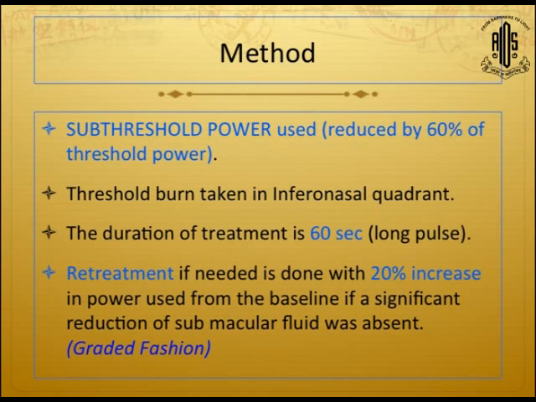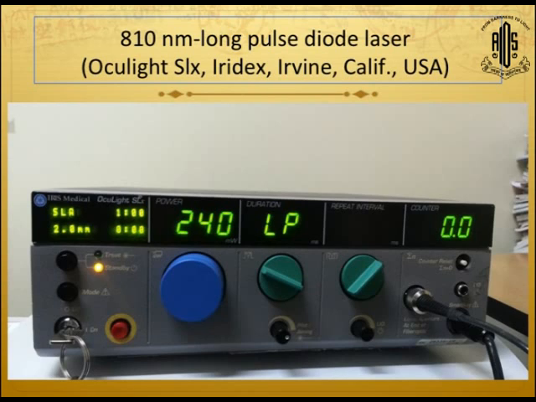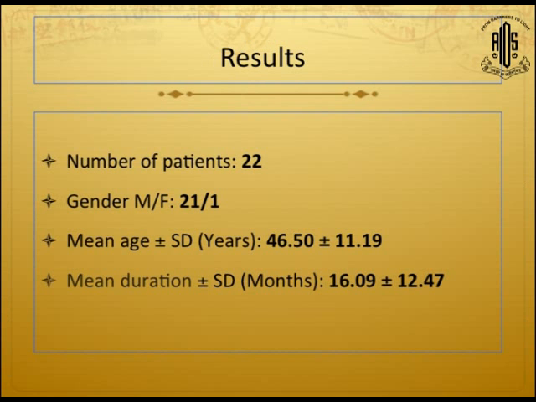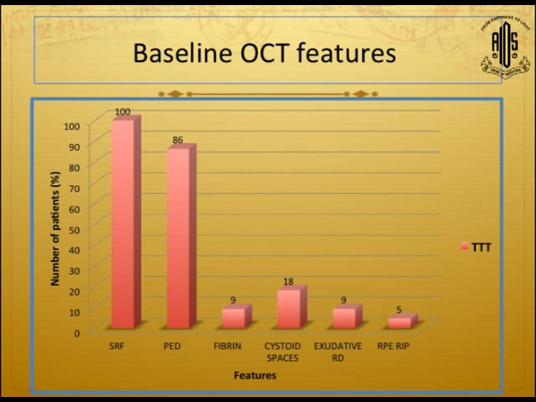So this is what we call a graded fashion. That's the machine which we use, with a power of 240 and a long pulse with a 60 seconds duration. We have around 22 patients in this group, whose mean age was 46.5 and mean duration of CSR was 16 months. That's a pretty long chronic CSR patient group.